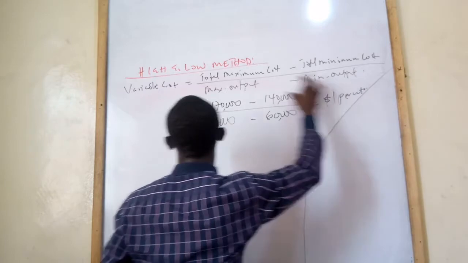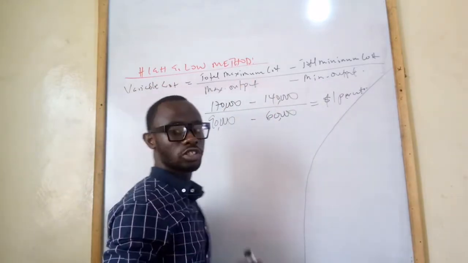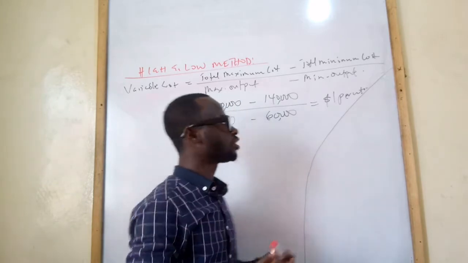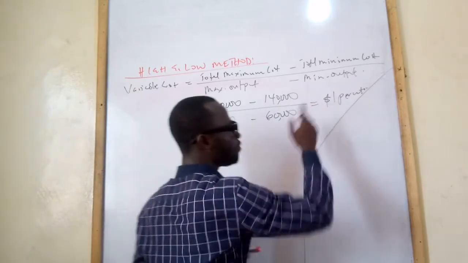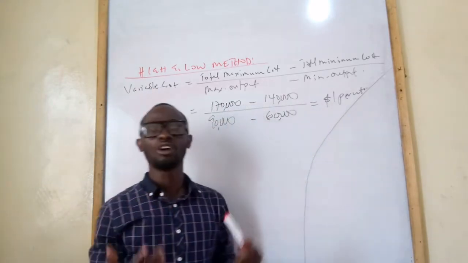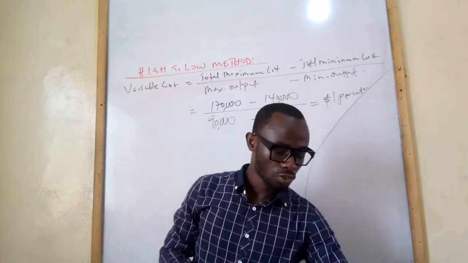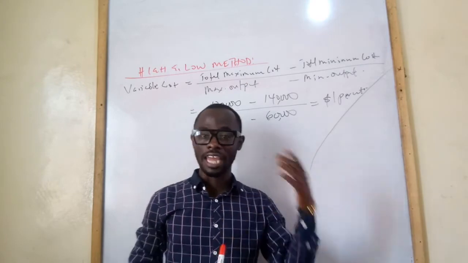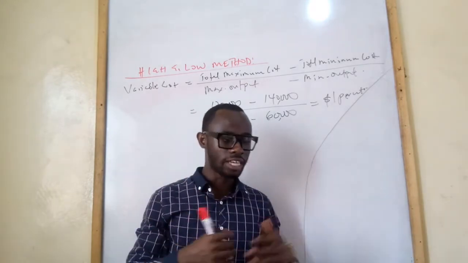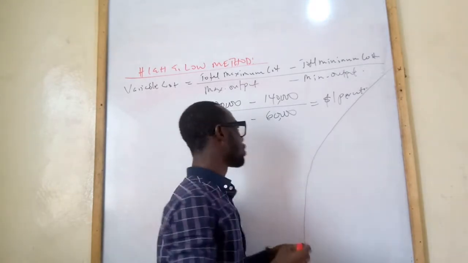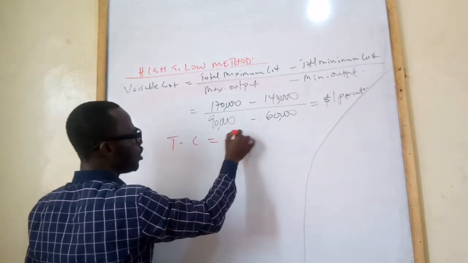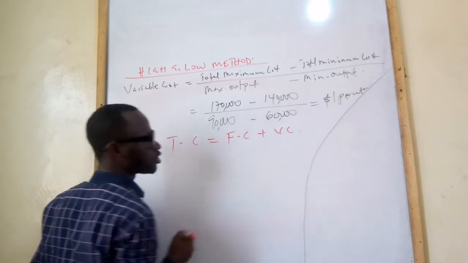So when we do this, the value we get is $1 per unit. So this $1 per unit is called the variable cost per unit, right? The variable cost per unit. But the question we need to ask ourselves is, now that we find the variable cost per unit, how do we find the fixed cost? To find the fixed cost, we are going to use the highest activity level and the highest total cost so that we can determine the fixed cost of the organization.